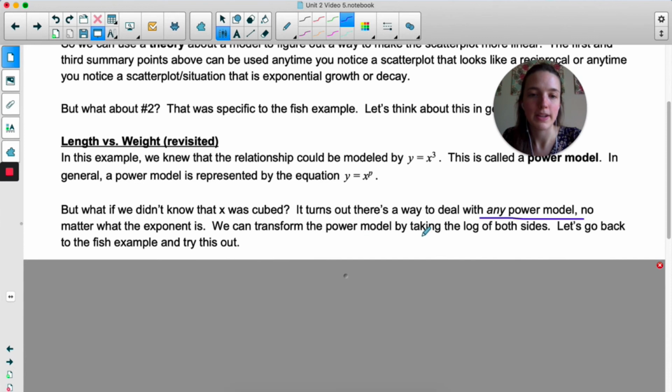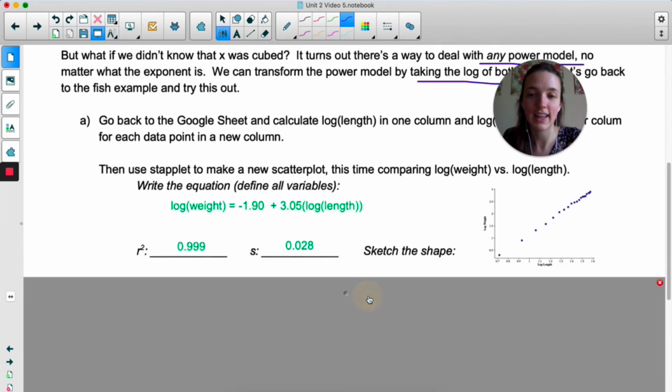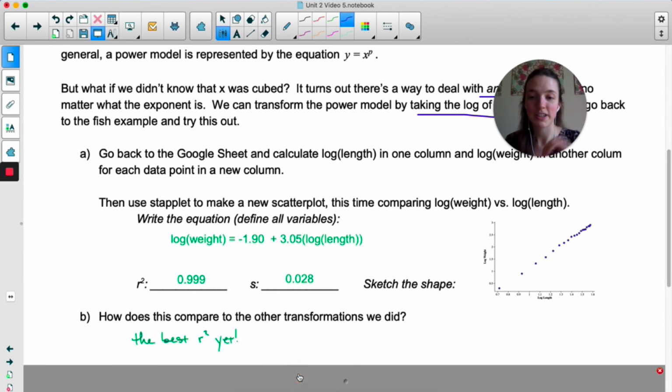The key is to take the log of both sides, not just x, not just y, but both x and y. So here I have log of length and log of weight. You can see this is a really impressive linear pattern. Like that looks like connect the dots. And the r squared value was the closest we've been to 1 this entire activity. Standard deviation of the residual is also really small. So how does it compare? It's the best. R squared has been the closest to 1, and look at that scatter plot.